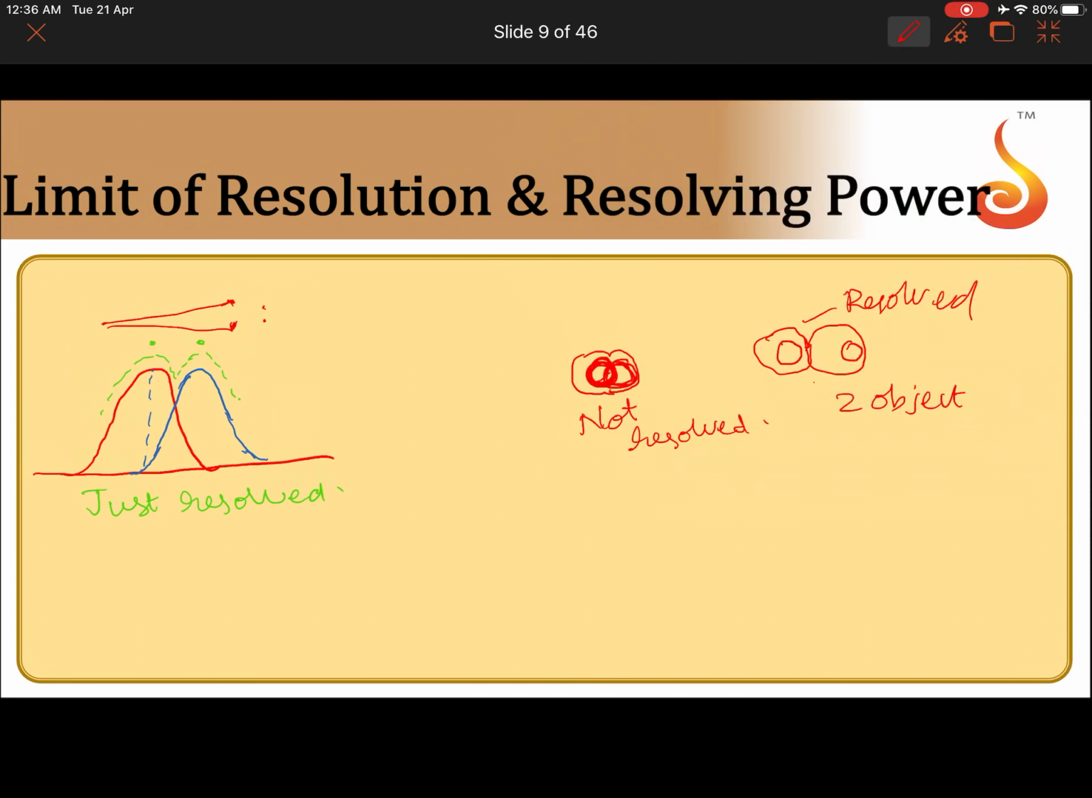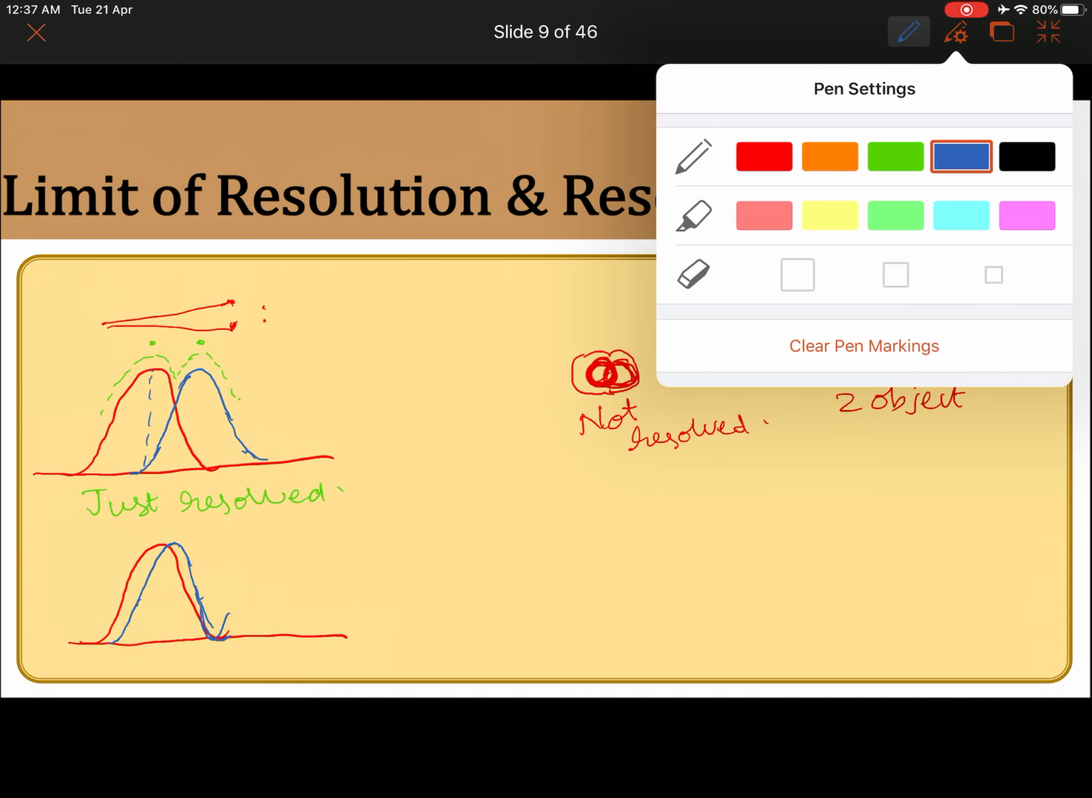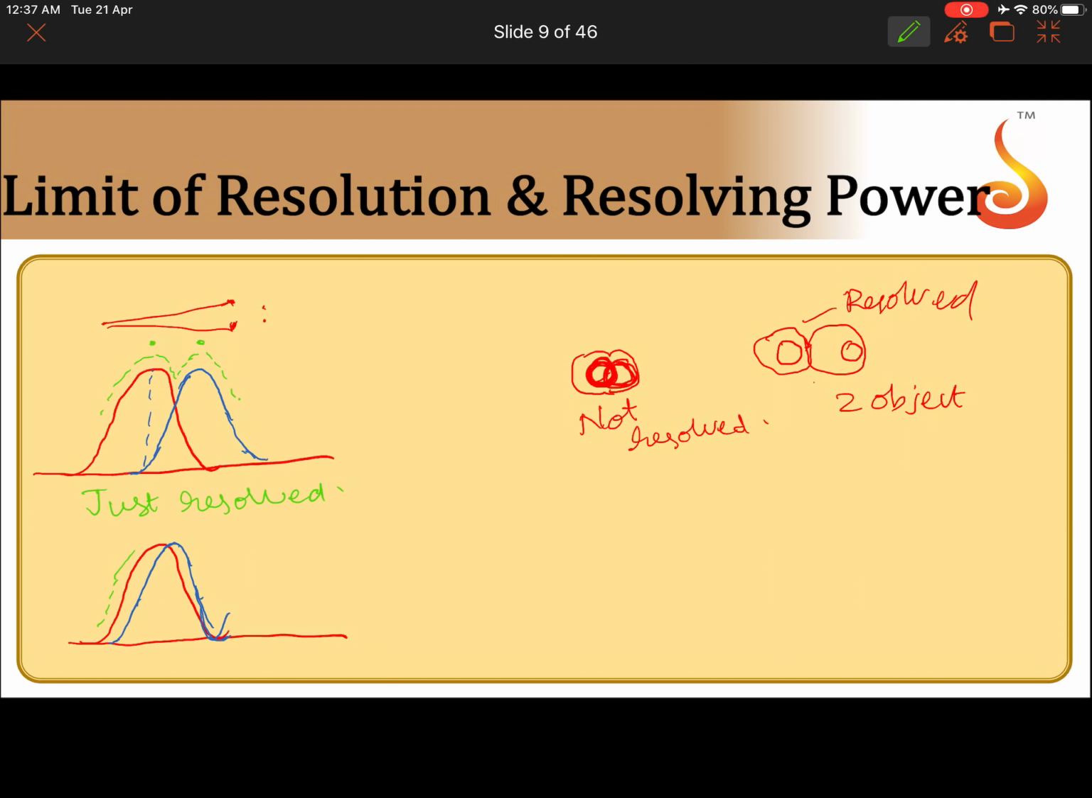Then if the situation is something like this, this is the diffraction pattern of the first one and the diffraction pattern of the second one is within this only. So if it is lying here, if it is like this, now as a result what you see will be a single maximum. That means you will see only a single object. So here it is unresolved.